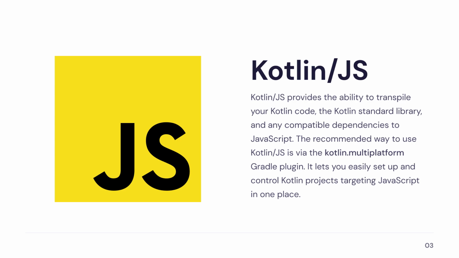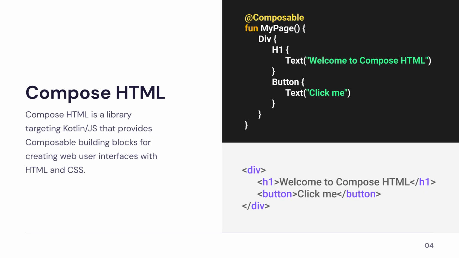WASM. It's not a multiplatform library because it targets only the web. However, it provides composable building blocks for creating web user interfaces with HTML, CSS, and JavaScript. With Compose HTML, you also write the code with Kotlin and Jetpack Compose, but at the end, that code will be translated into HTML, CSS, and JavaScript. So basically, Compose HTML modifies an HTML, CSS DOM tree and leaves it up to the browser to do the final rendering.